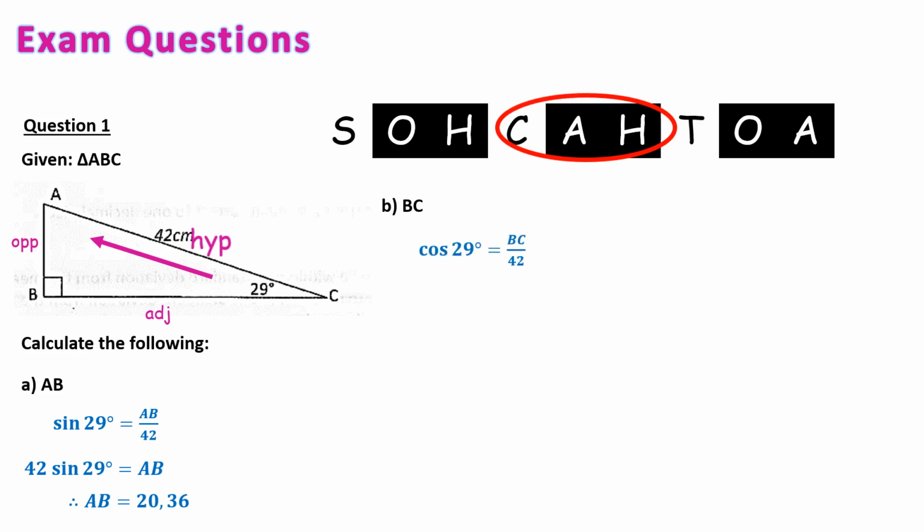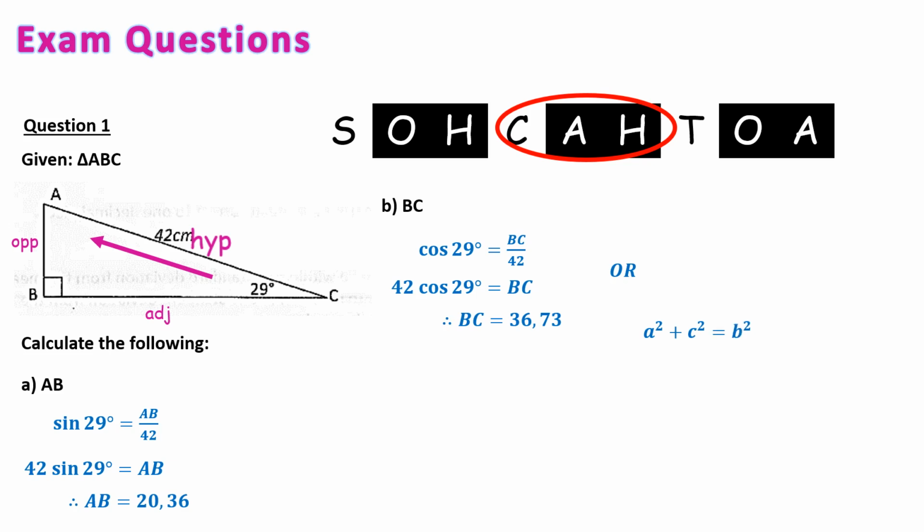Okay, so the cos of 29 degrees is the adjacent side, so BC, over the hypotenuse, which is 42. So if I want to calculate BC, we're going to multiply cos 29 by 42. And if I type that into my calculator, I get 36,73 if I round off to 2 decimal places. There is an alternative, however. Because you already had two sides of the triangle, and it's a right angle triangle, you can use Pythagoras.